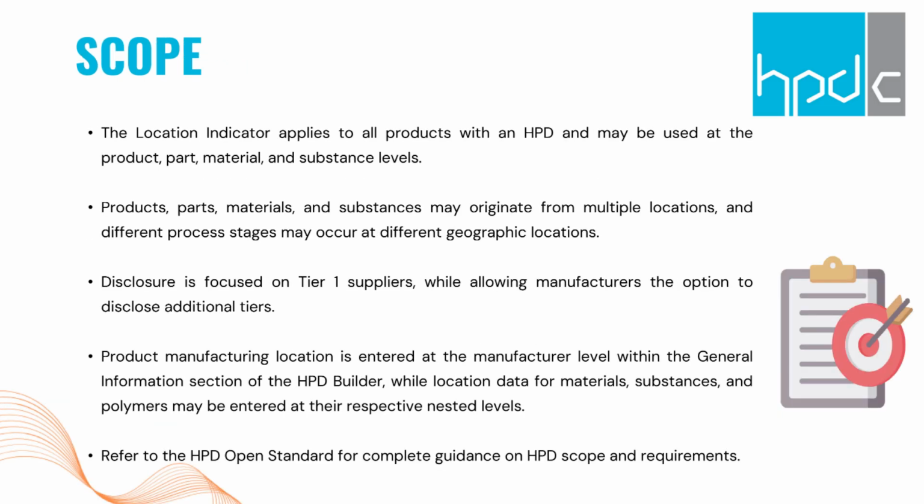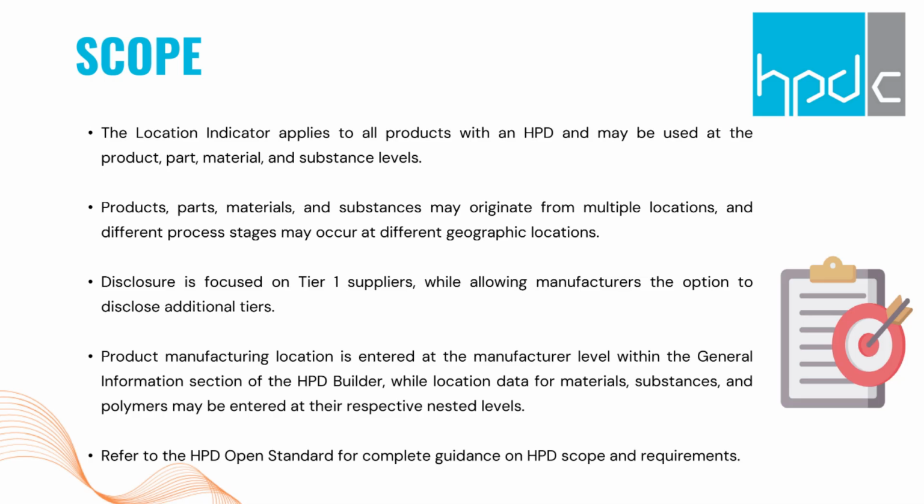Let's now look at the scope of the location indicator within the HPD Open Standard. This feature can be used at multiple levels of product reporting, including the product, part, material, and substance levels. It recognizes that materials and substances can come from multiple locations, and different process stages can take place at different geographic sites. Disclosure is primarily focused on Tier 1 suppliers, but manufacturers can also choose to disclose additional tiers if desired.